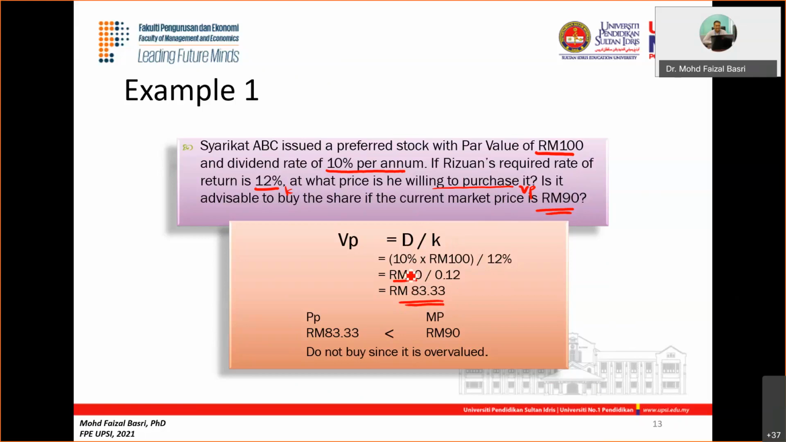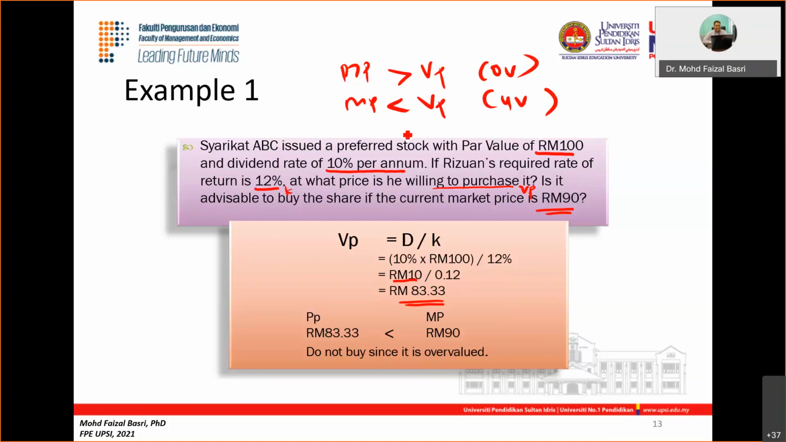And similar to bond, we can compare between the market price versus the valuation of preferred stocks. So again, if the market price is higher than the valuation of preferred stocks, or the intrinsic value, this is overvalued. If the market price is less than VP, this is undervalued. It's overvalued.